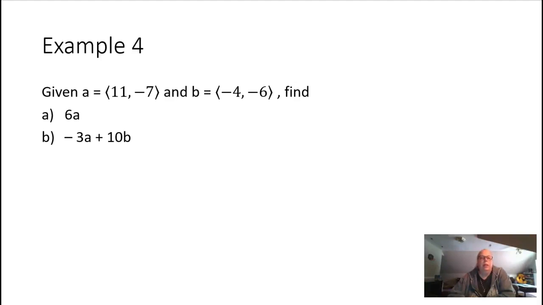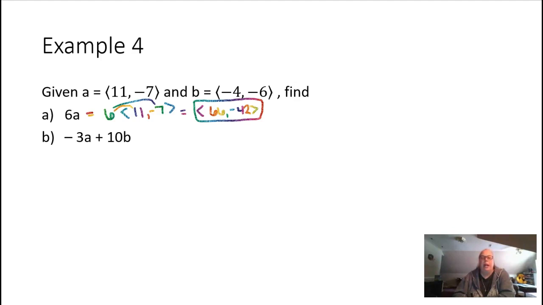Example 4: given vector A is equal to positive 11, negative 7, and vector B is equal to negative 4, negative 6, find part A, 6 times A, and part B, negative 3 times A plus 10 times B. In order to do 6 times A, we're just going to take the scalar 6 and multiply it by vector A, which is positive 11, negative 7. And now we're going to treat this kind of like the distributive property, because I'm going to multiply 6 times 11 and 6 times negative 7. And this is going to give me the vector 66, negative 42. And that's it. We now have 6 times A.